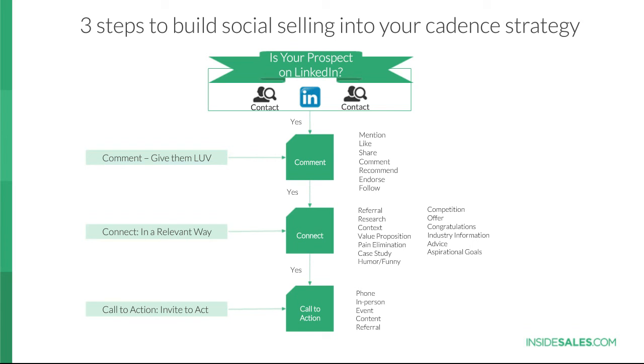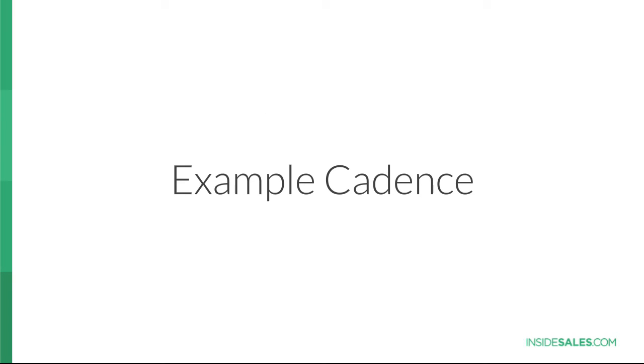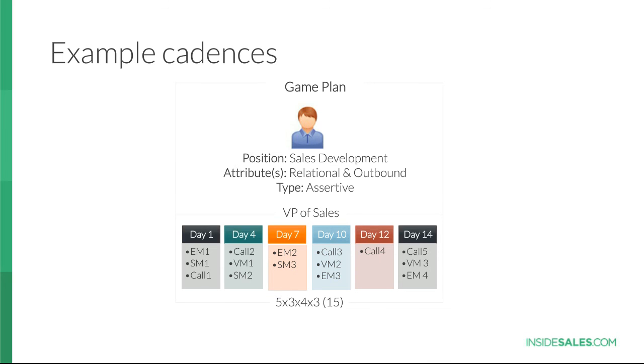Now, as we bring it to a close here, I want to just go through quickly a sample cadence, just to see if we can't bring this all together. So here's a quick one. This would be for a sales development rep. You notice I put game plan at the top. You've got sales development as the position, attributes down there, relational and outbound. Type is going to be assertive. And then I've built a day structure and put in different concepts around those 4 pillars. So you've got 5 phone calls, 3 voice messages, 4 emails, 3 social touches for a total of 15 over about a 14 business day period.